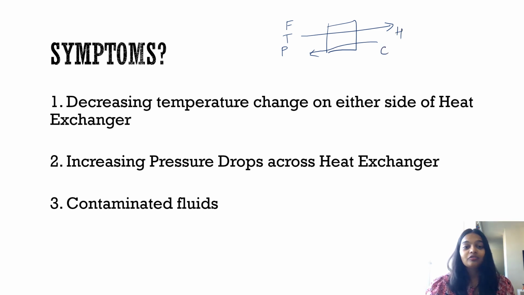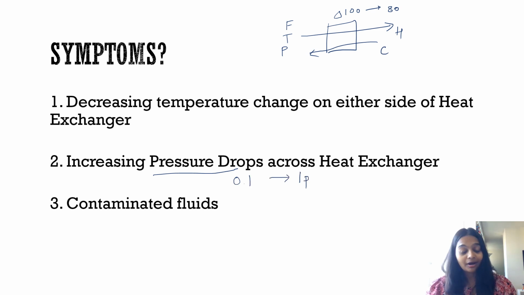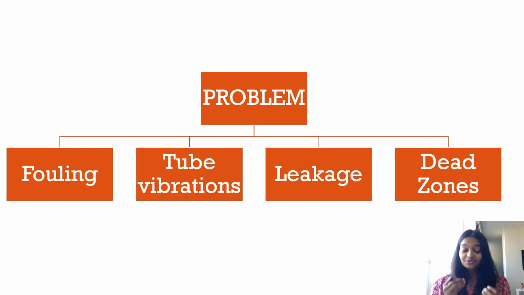So in case you find any decreasing temperature change on either side, for example it was 100 and then it's dropped down to 80, it means your heat exchanger is not working. Or you encountered a higher pressure drop, in design condition it was 0.1 and it expands to 1 kg per centimeter square, it means your heat exchanger is not working properly. Or any contaminated fluid if you get in your product, so that is the symptoms that your heat exchanger is not working properly. Now, what are the major problems of heat exchanger?